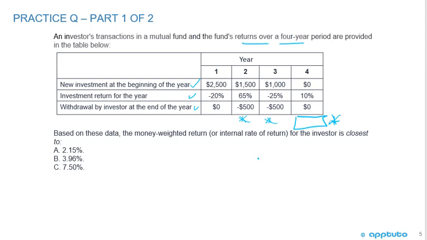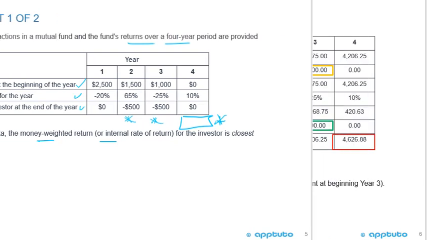So that means we're going to have to work through that entire table. Based on these data, the money-weighted return or internal rate of return is closest to A, 2.15%, B, 3.96%, or C, 7.5%. So let's go to the next slide and we'll see how we solve that.